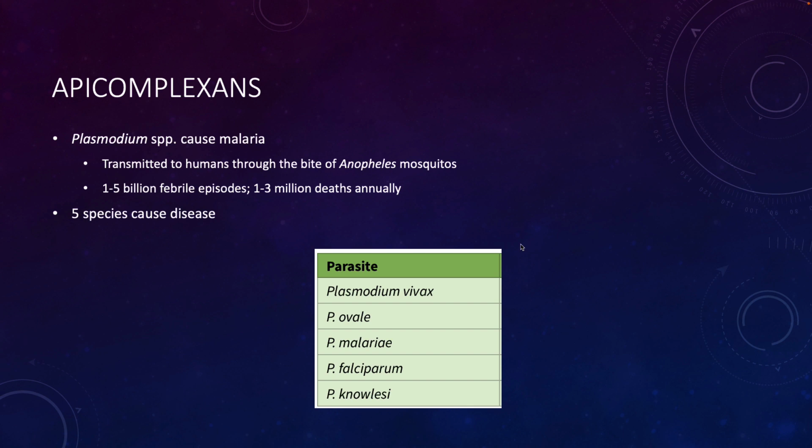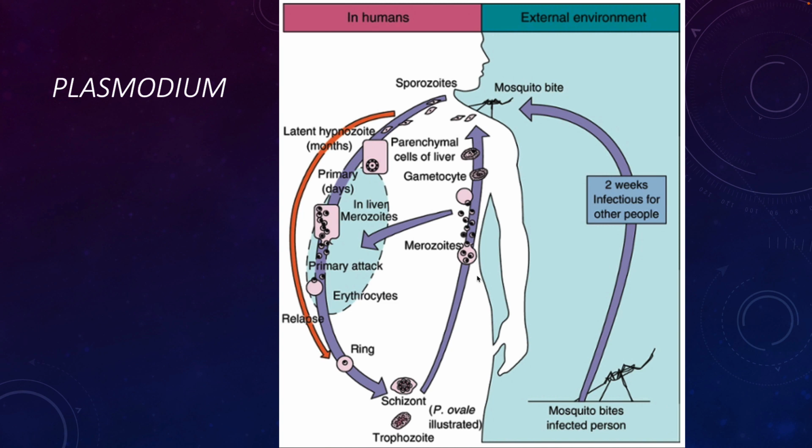It is thought that Plasmodium species worldwide cause anywhere from 1 to 5 billion episodes of fever a year and 1 to 3 million deaths annually. There are 5 different species of Plasmodium that are listed here that cause disease in people. If you study animals, there are other species of Plasmodium that cause disease in animals. As with some of our other parasites, Plasmodium has a really complex life cycle, lots of different stages.